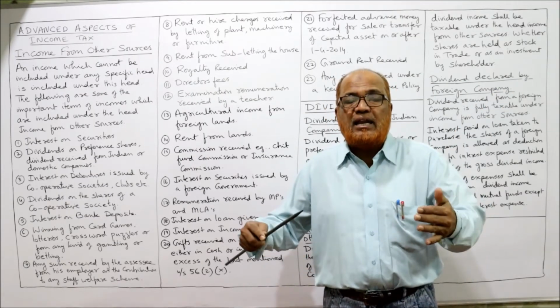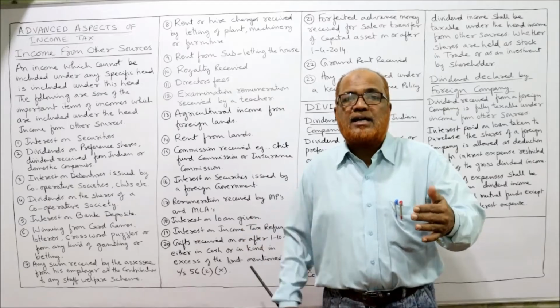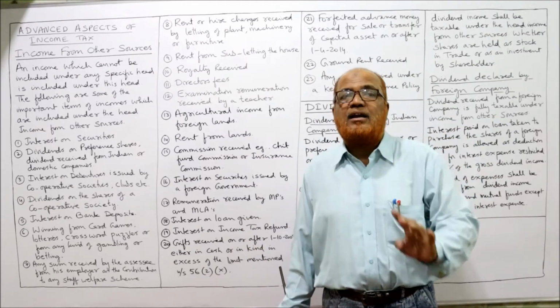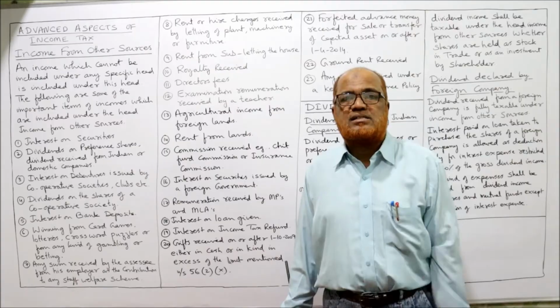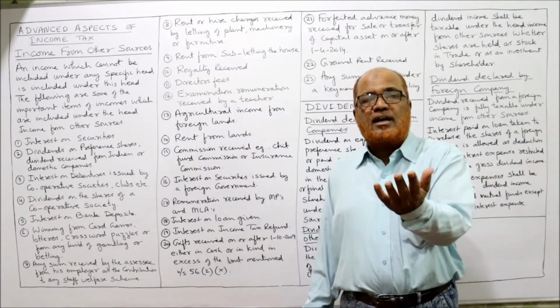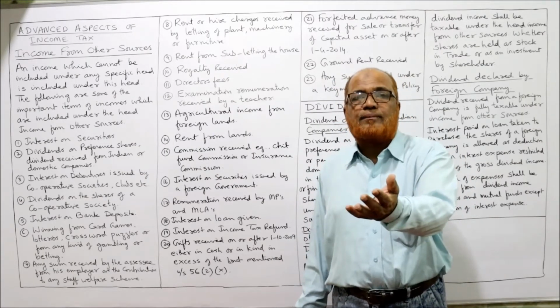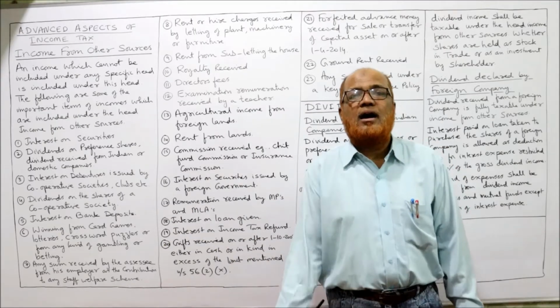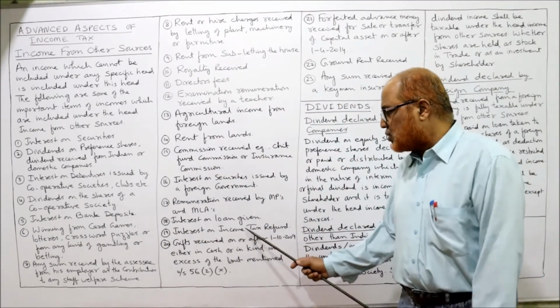Sometimes there will be a delay in refunding the tax. In that case, interest will be paid by the income tax department to the assessee. This interest on refund of tax is also taxable under income from other sources.